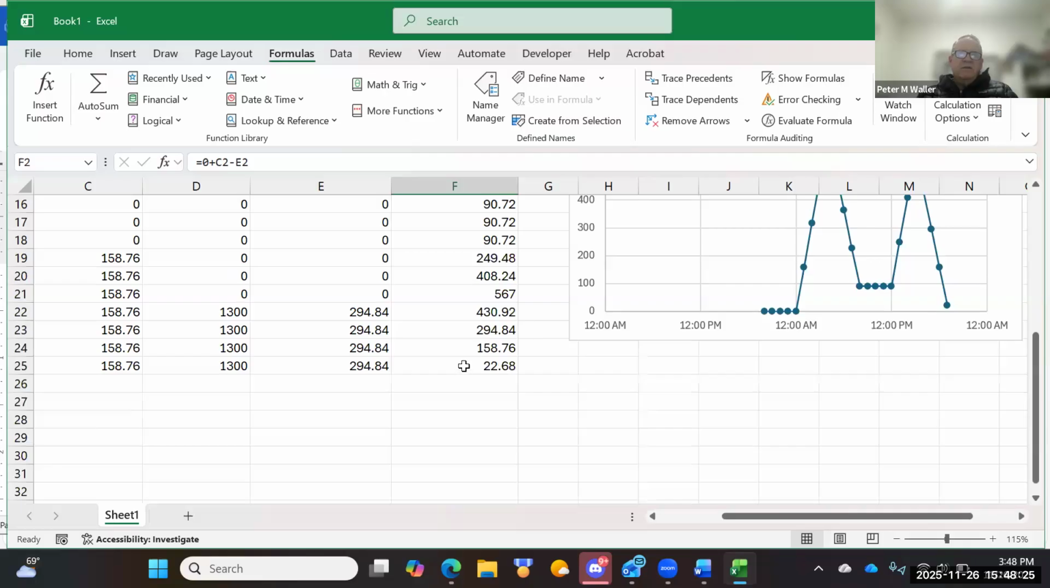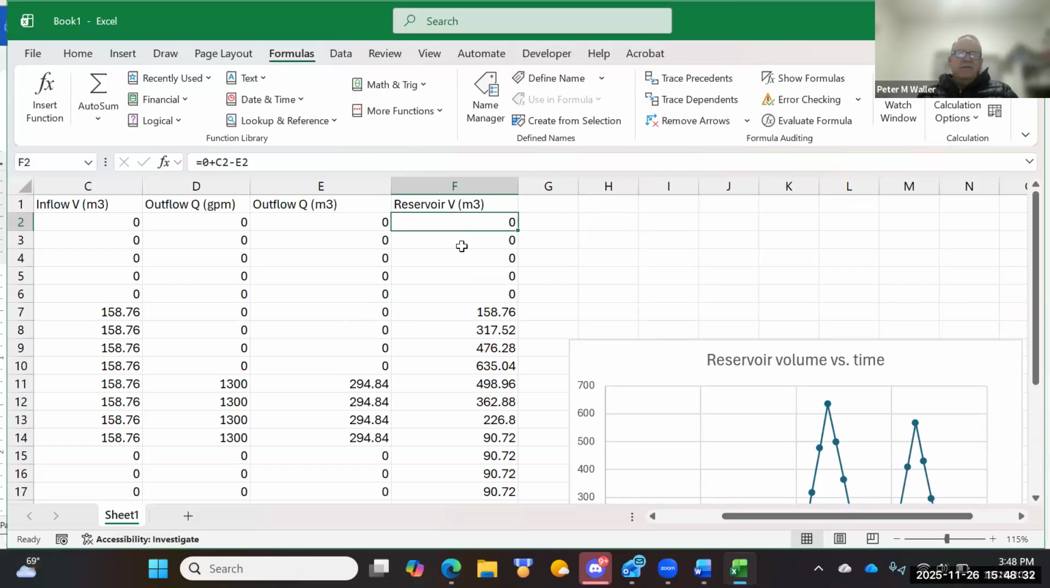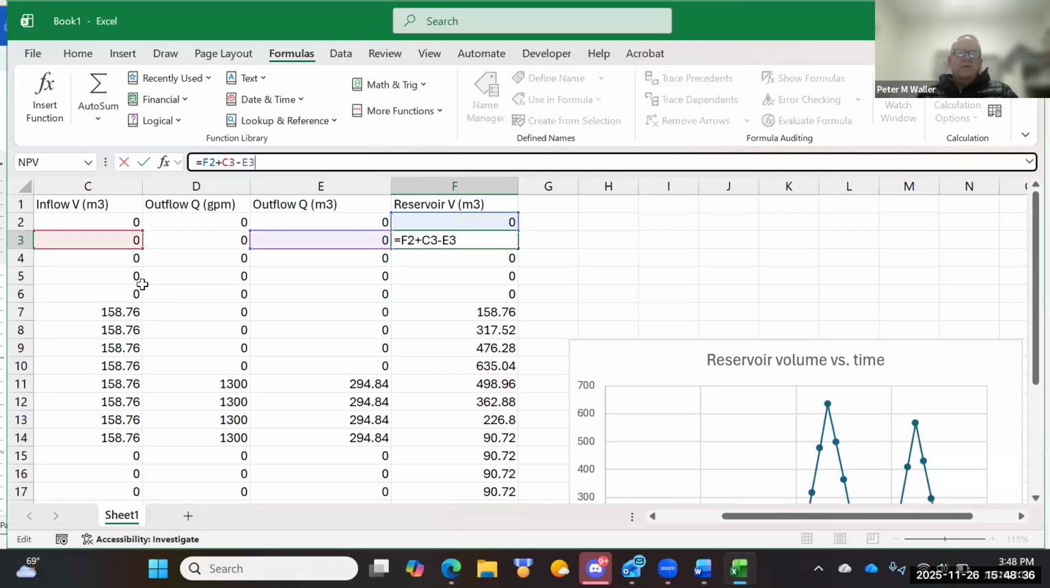Remember, we had 22 here at the end of the day. So we're starting with the end of the day. And then for the second one, now we have this minus this, but we start with what we had before instead of zero. So this is F3. And so we have F2 plus C3 minus E3.